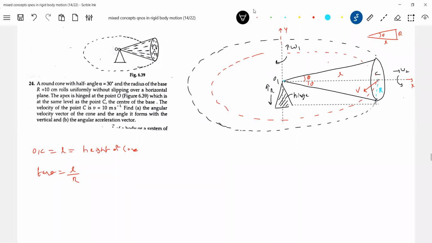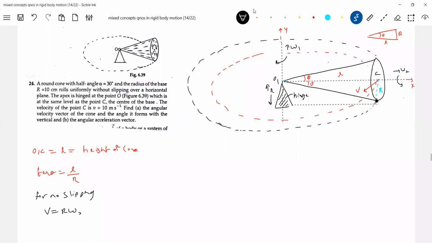Let's get into this one. What is V? You can write it. The question says without slipping on a horizontal plane. Where is the horizontal plane? I'm not seeing it. Yes, this is the horizontal plane. I can't show more than this in a three-dimensional diagram. So this particular edge is now in contact with the horizontal plane. No slipping occurs, so V equals R omega 2. That is the very first idea.